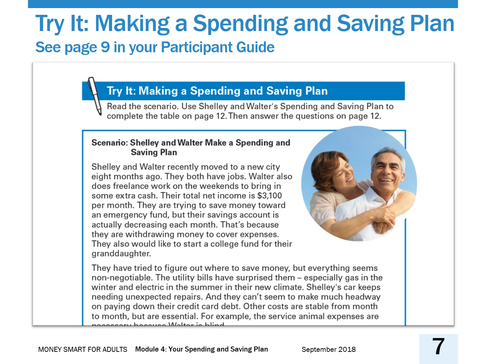Turn to Try It, Making a Spending and Savings Plan on page 9 in your participant guide. Read the scenario, and then take a few minutes to review Shelley and Walter's spending and savings plan. Complete the table on page 12, and then answer the questions as well. And when you've completed that, please return to the presentation.